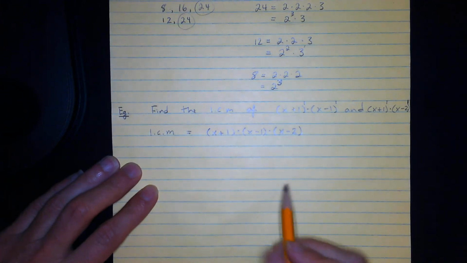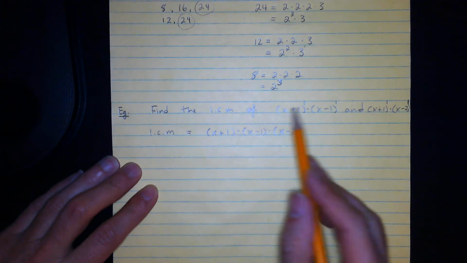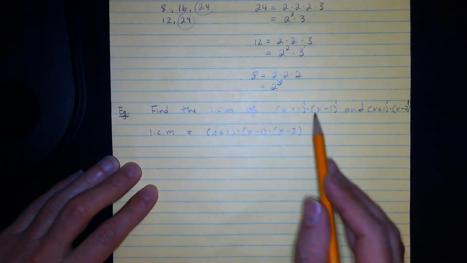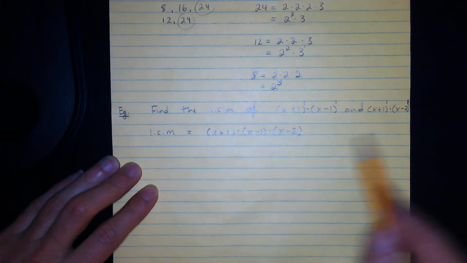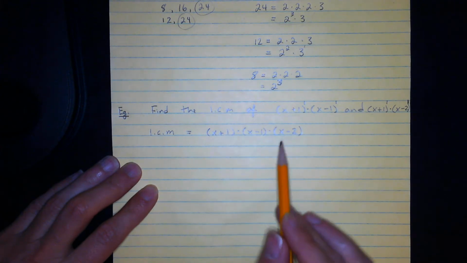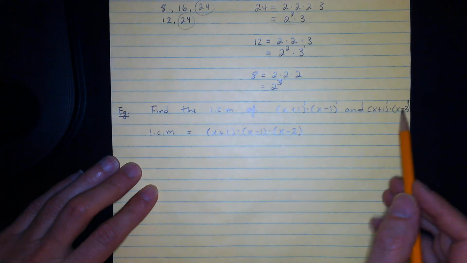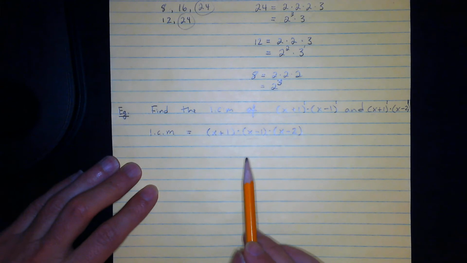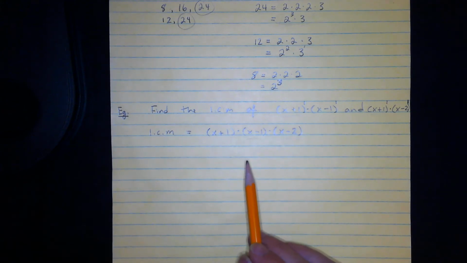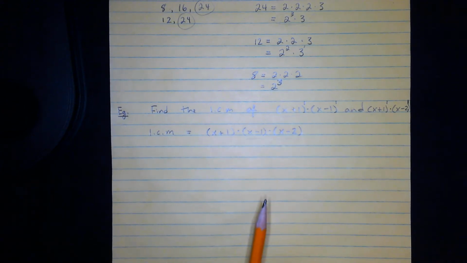Okay, and as you can see, this divides this perfectly. If I divide this by this, I'll be left with x minus 2, and this divides this perfectly. If I divide this by this, I'll be left with x minus 1. So we've achieved what we wanted to achieve here. And again, just to restate it one more time, you just take the highest power appearing on any factor.